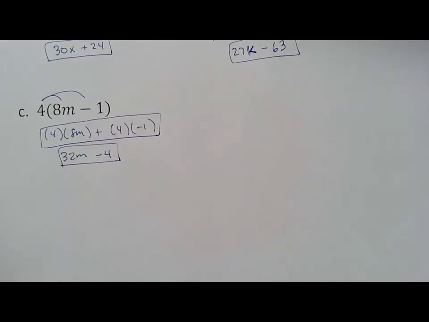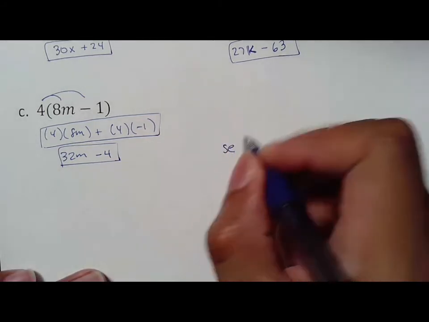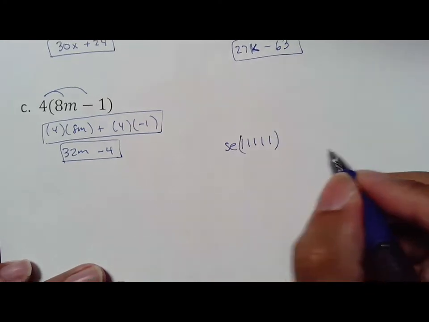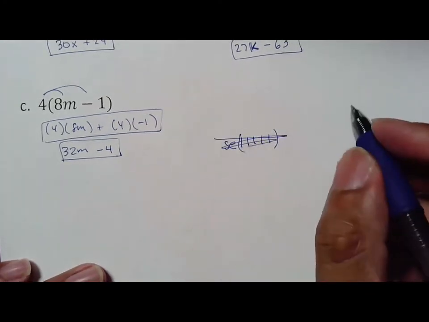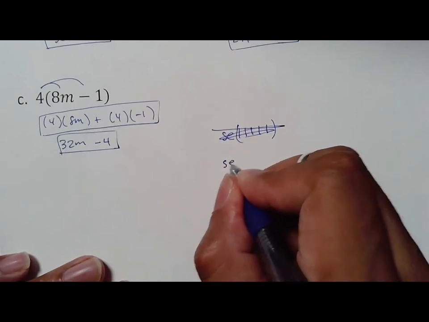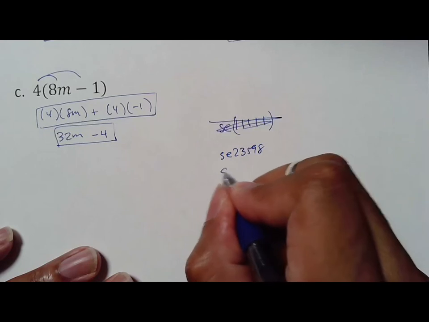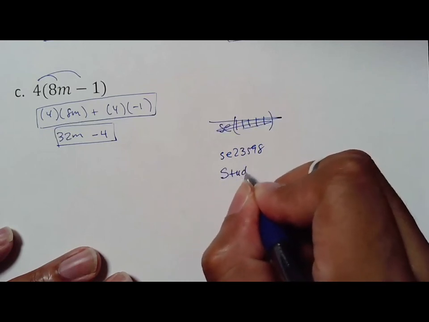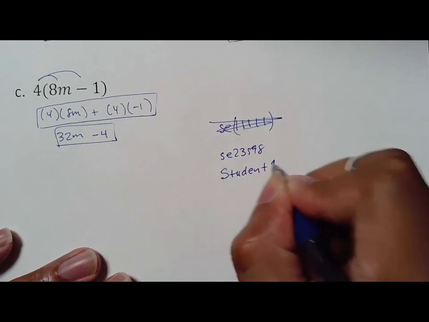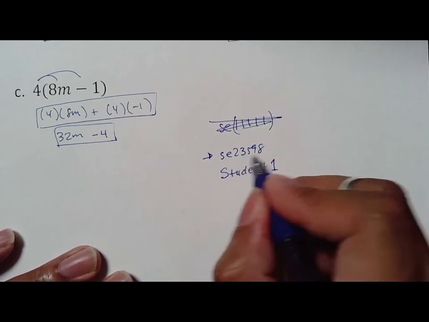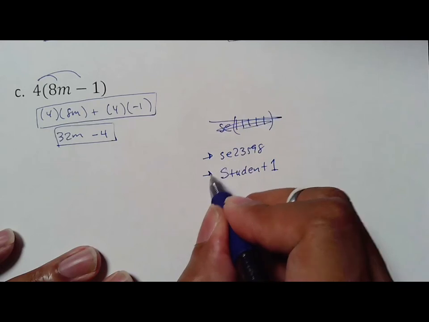So with that said, go ahead and go to your MathXL. Make sure you understand that when you log into MathXL, your login is SE followed by your lunch pin. So whatever it is, if my lunch pin was 23598, I would put SE 23598. And your password is student, STUDENT 1. Not students, but this is your login, again, based off whatever your lunch pin is, and this is your password.